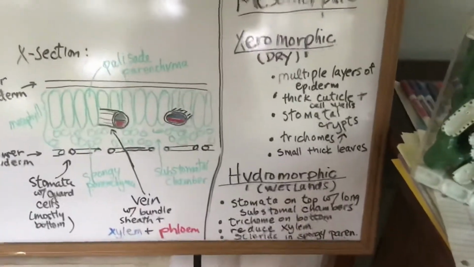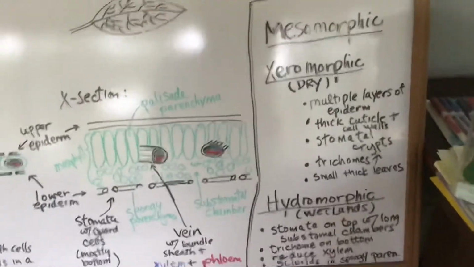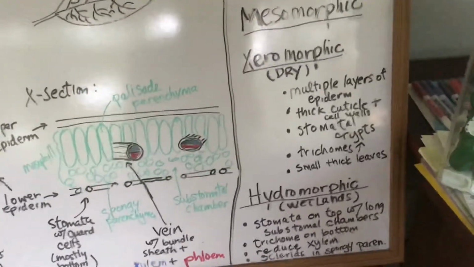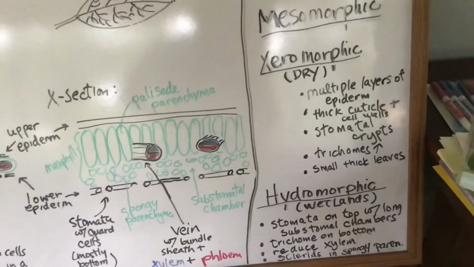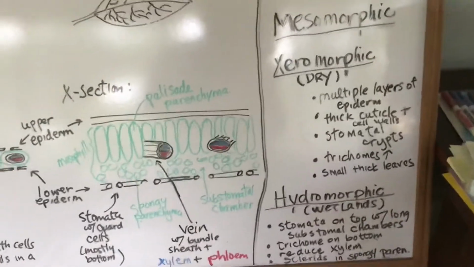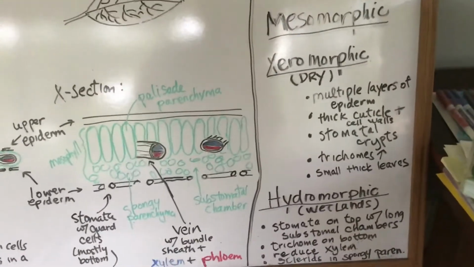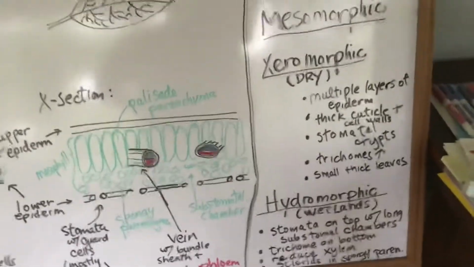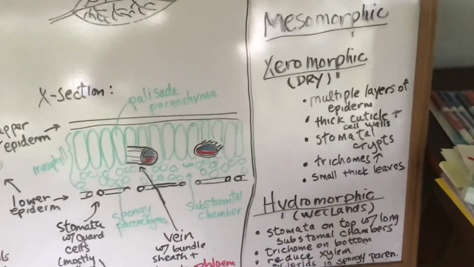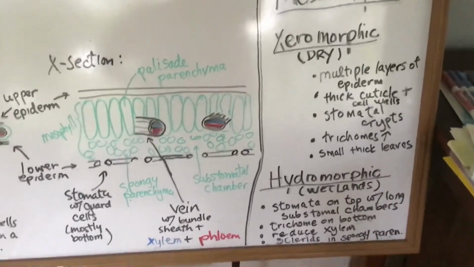The last thing is usually they have very small and thick leaves. This just reduces the amount of surface area, not necessarily surface area per volume. Because the top layer has less stomata or no stomata and a very thick cuticle, only the bottom layer will have many hairs, less stomata, and they will have those stomatal crypts. So that's kind of a common thing for xeromorphic leaves.